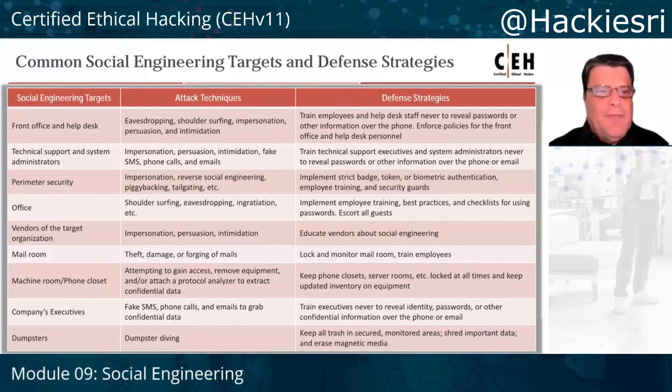Next type of target might be perimeter security. At this point, once again, tactics may include impersonation, reverse social engineering, piggybacking, and tailgating, to name others. Again, defense strategies could include implementing strict badge, token, or biometric authentication, employee training, and security guards.